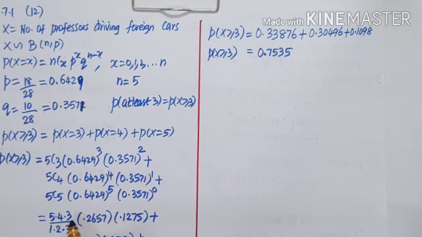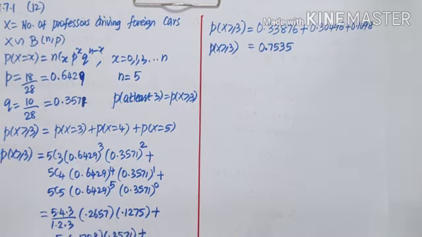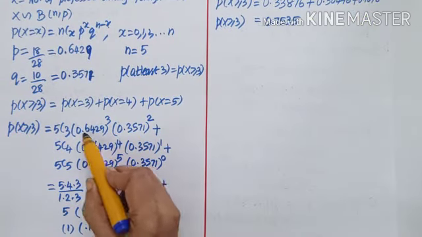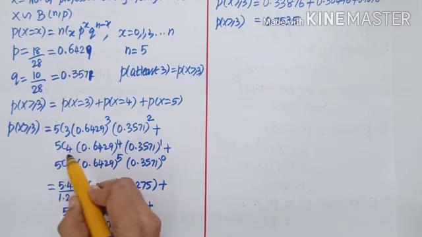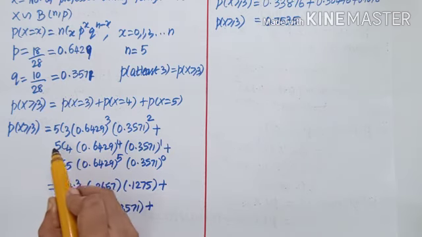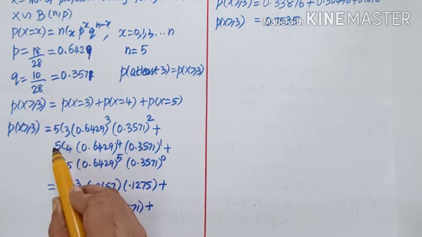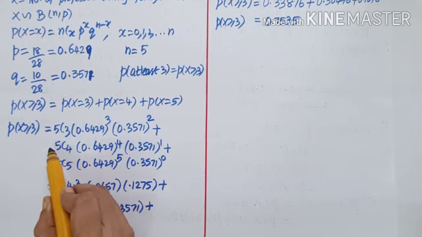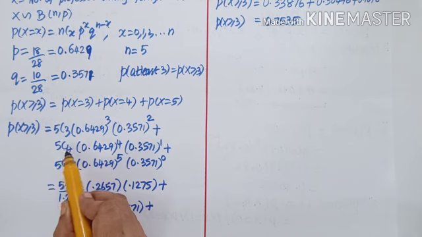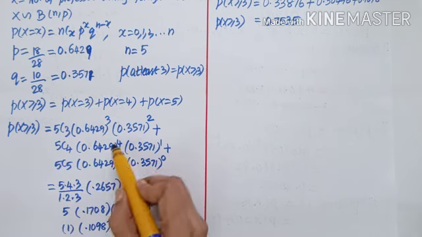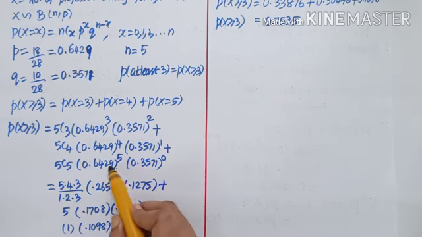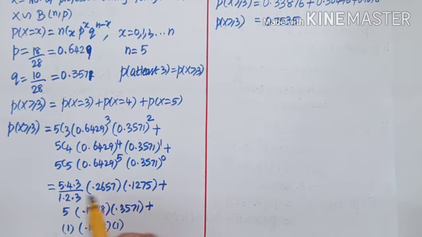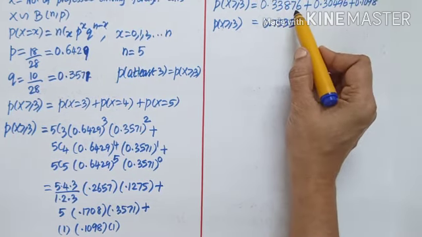5C3 is 5 into 4 into 3 by 1 into 2 into 3, times 0.6429 power 3, 0.3571 power 2. Same way, 5C4, I can write as 5C5 minus 4. 5 minus 4 is 1. So 5C4, I can write 5C1. 5C1 is 5. Power 4, power 1, we have used a calculator. This is 1. This is whole power 5 we have done. Whole power 0 is 1.